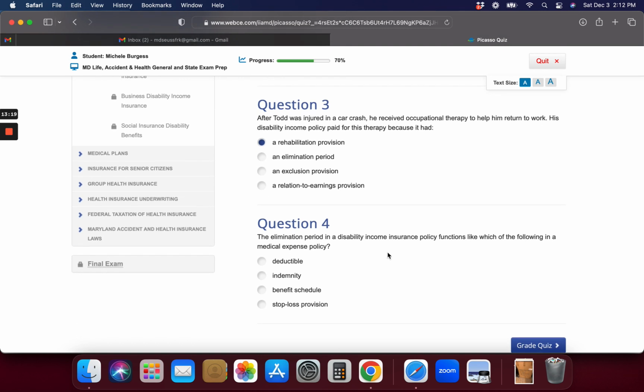All right, the elimination period in a disability income policy functions like which of the following in a medical expense policy? Elimination period functions like. Oh boy, I have no clue. What's the guess, deductible or benefit schedule? I don't know which it is.